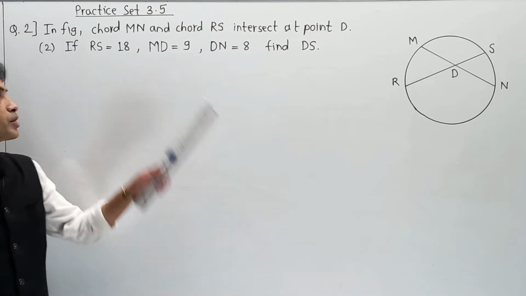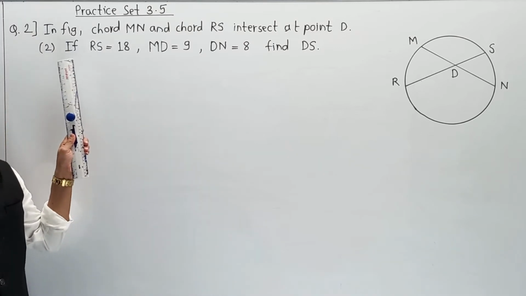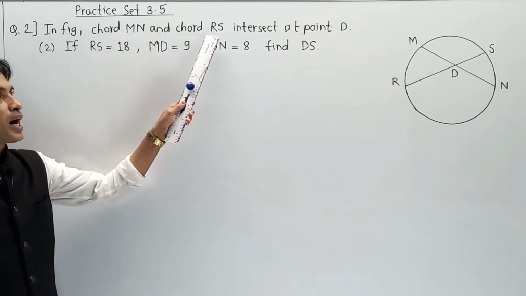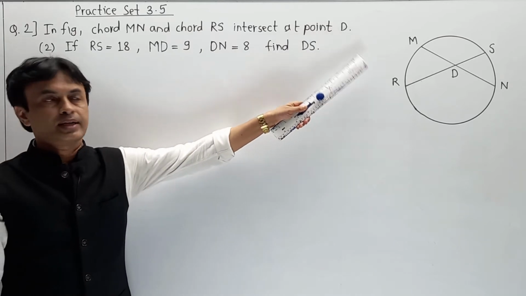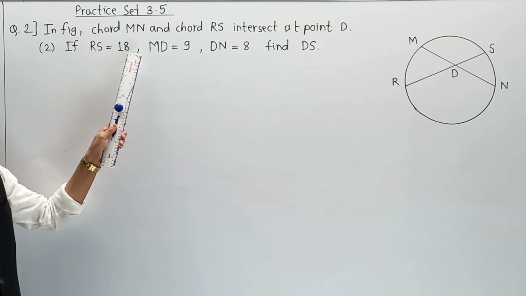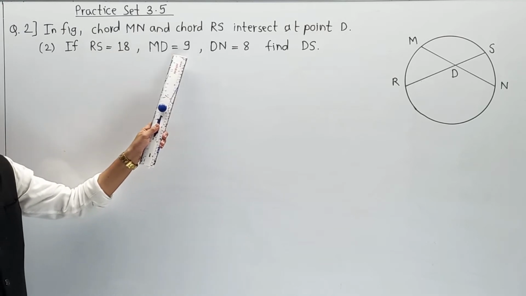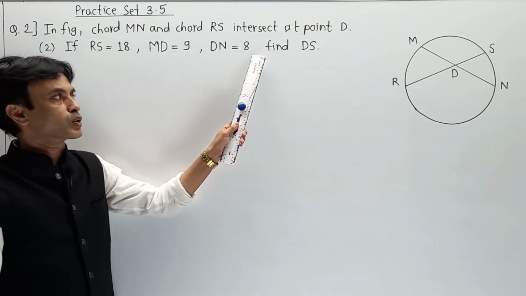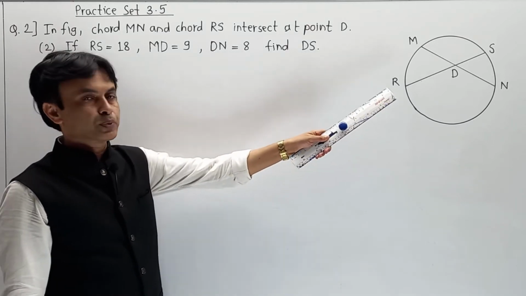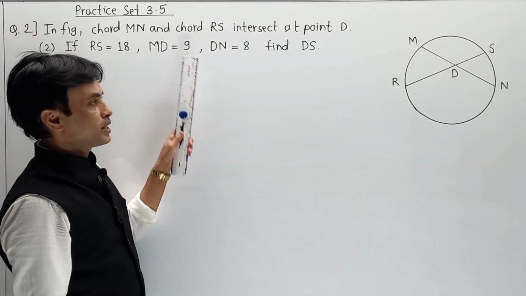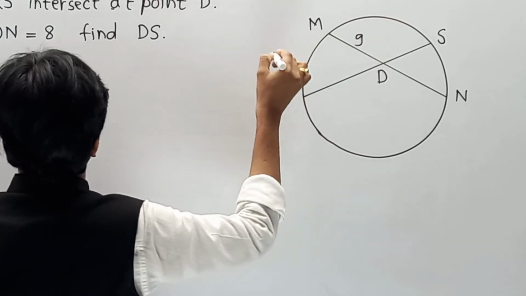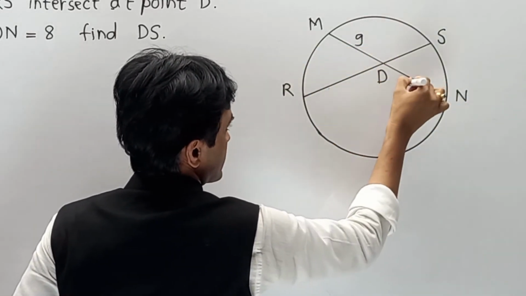Hello friends, continuation with question number 2, and they have asked one additional question. The part is, in the figure, chord MN and chord RS intersect at point D, definitely inside the circle. If RS is equal to 18, MD is equal to 9, DN is equal to 8, then find DS. I am going to put the values over here. First, MD is 9. So M to D is 9. DN is 8.